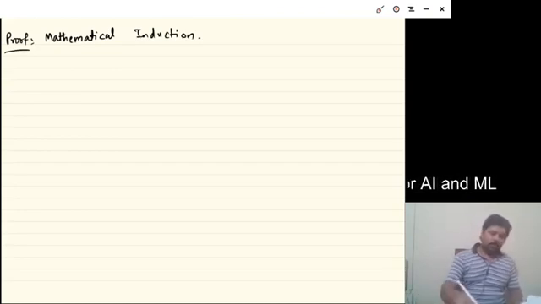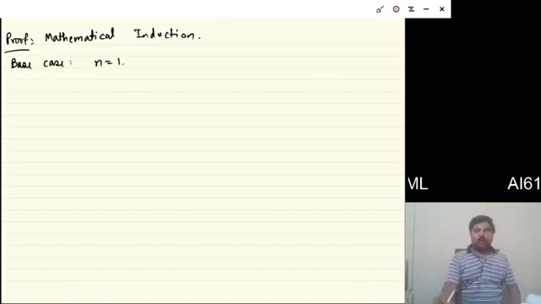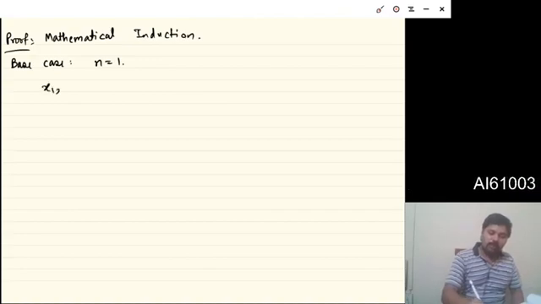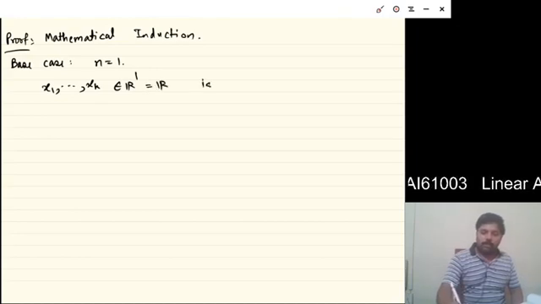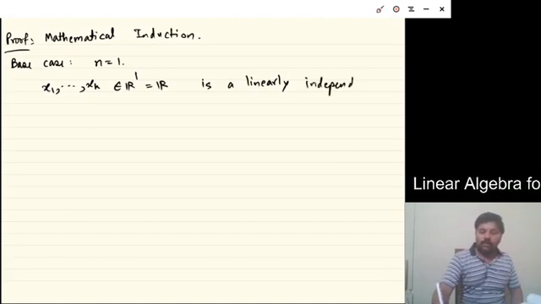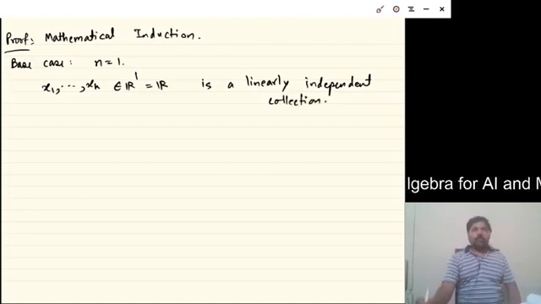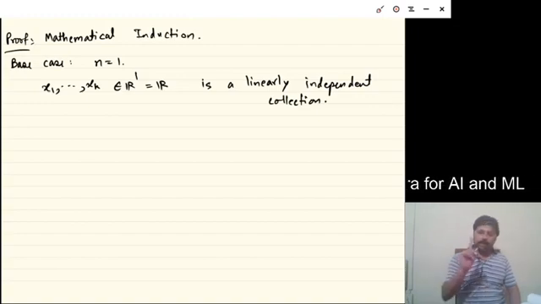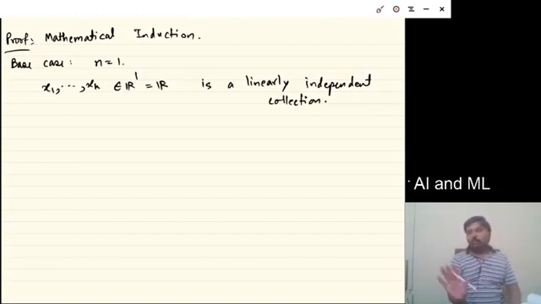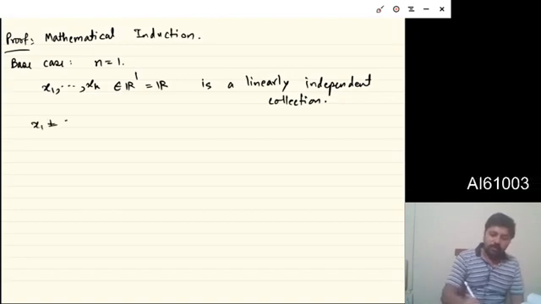So what is the base case? The base case is when n is equal to 1. So consider the base case, n is equal to 1. What is the hypothesis? The hypothesis is that x1 up to xk belonging to R1, meaning basically R, is a linearly independent collection, right? That is given to us. Once we know that this is a linearly independent collection, the vectors have to be non-zero, because if one vector is 0, then you have a linearly dependent collection. So x1 is not equal to 0.